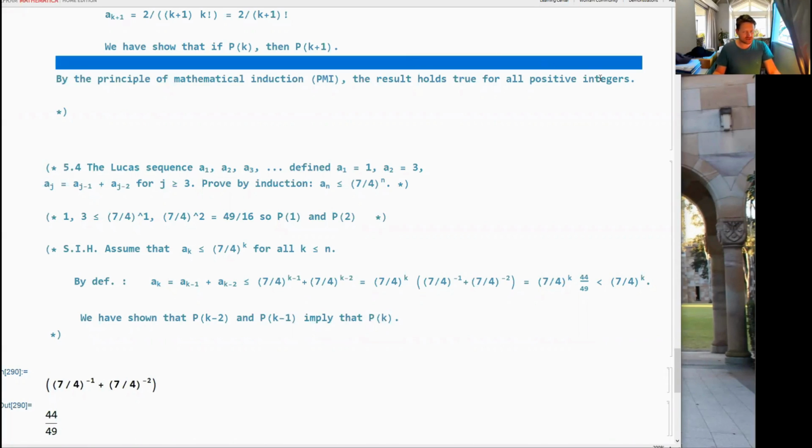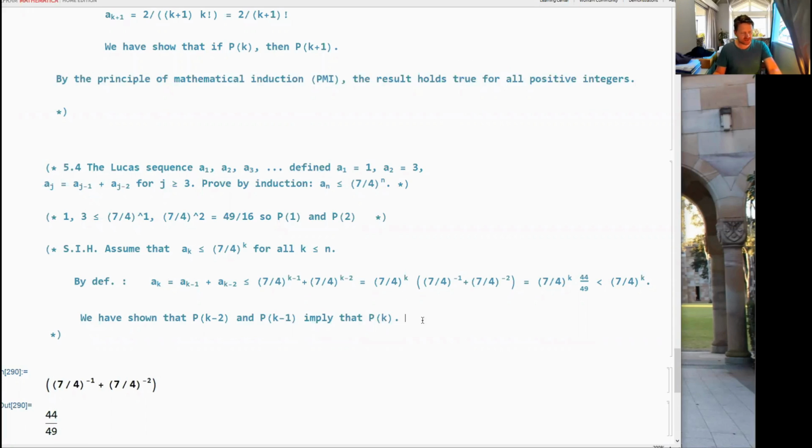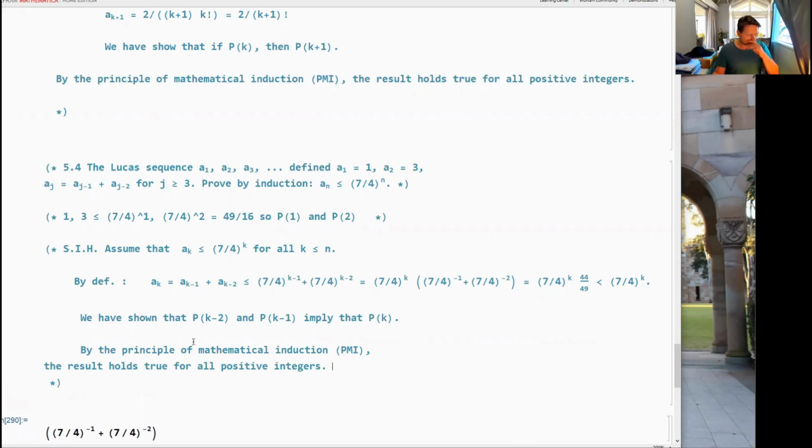Okay, so then I just copy and paste this, but I've got to change it a little bit, right? By the principle of strong mathematical induction, and I'll just add an S to this. It holds true for all positive integers. Okay. That's all, guys. Do you have any questions about that?